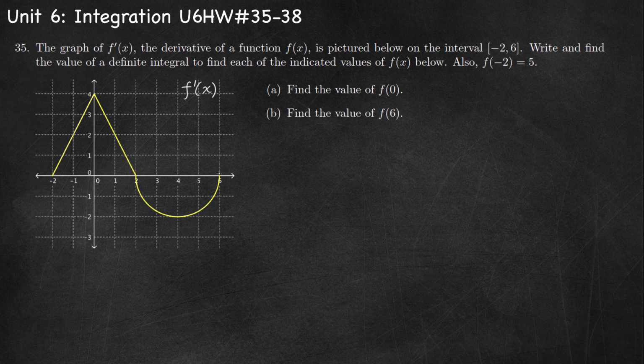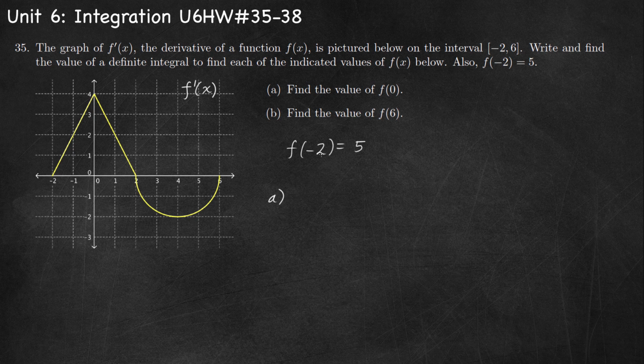We're asked to write and find the value of a definite integral to find each of the indicated values of f below. We're also told that f of -2 equals 5. We want to find, in part A, the value of f of 0. So we know f of -2. We want f of 0.